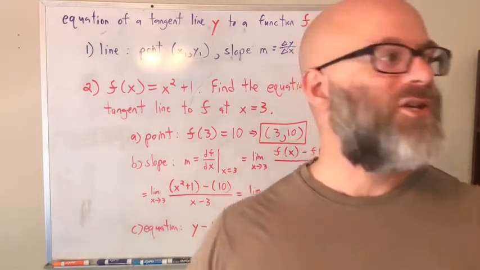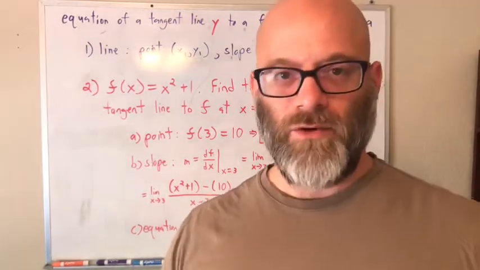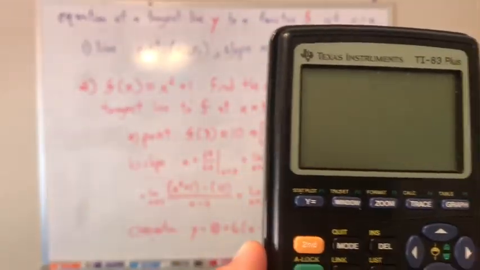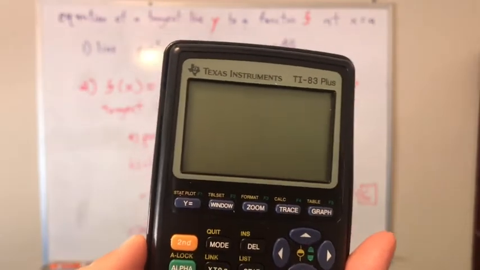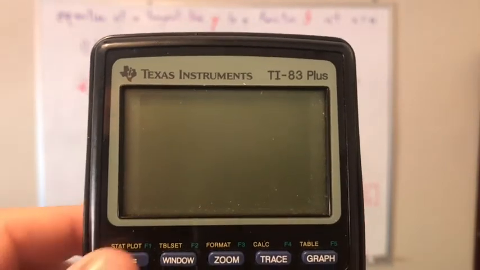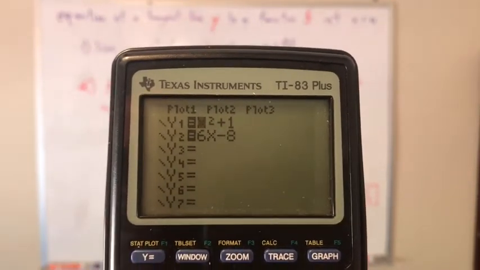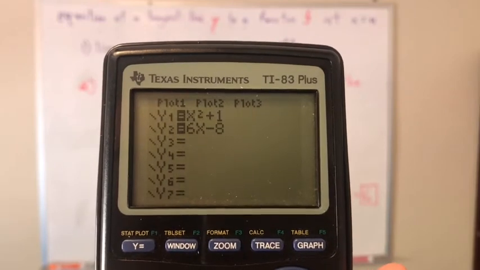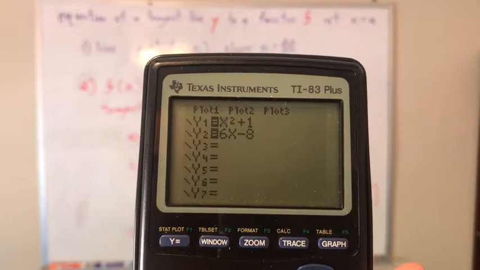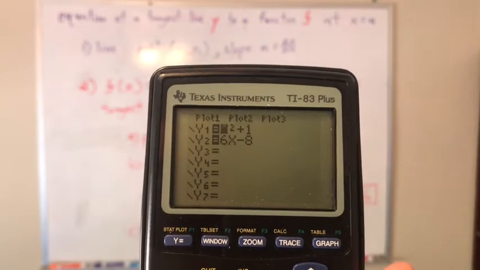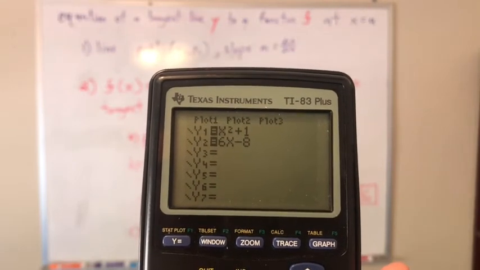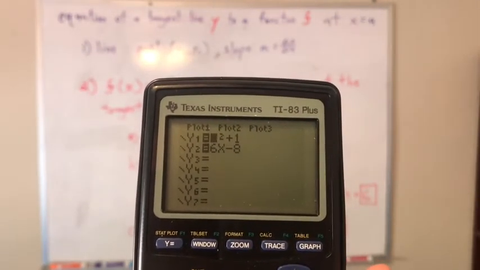Okay, I want you to see this graphically. So let's see if we can get this done. Here is my screen, a little bit tricky. I've already put in the quadratic that's shifted up by 1 and this linear function, this tangent line equation, which should be tangent to f of x equals x squared plus 1 at x equals 3, meaning it touches there and nowhere else. Let's see if that's true.